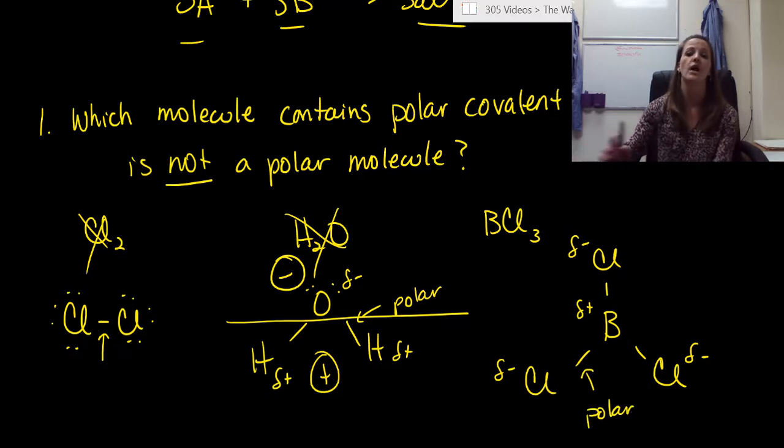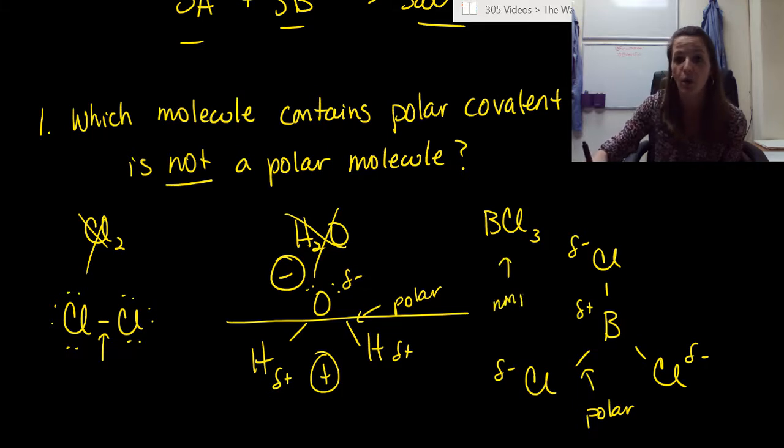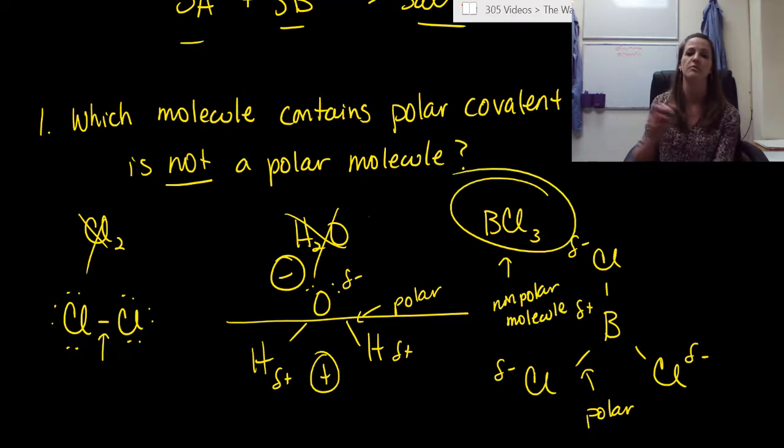But now we're looking for a non-polar molecule, and there is definitely no way at all whatsoever that I can draw a line to split that molecule up to have a positive side and a negative side. So even though BCl3 has polar bonds, it is a non-polar molecule. So the answer is definitely BCl3. Hopefully that made sense. If it didn't, stop, shoot me an email, or talk to your teacher about it.